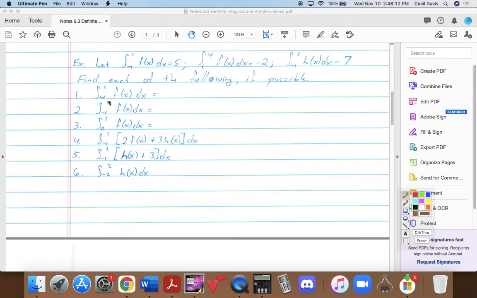Let's take a look. So what about the integral from 4 to 1 of f of x dx? Can we find that? Yeah, it's just going to be the opposite, and you wouldn't have to write this out, but I'm going to. It's going to be the opposite of the integral from 1 to 4 of f of x dx. So that's the opposite of -2, which is +2.